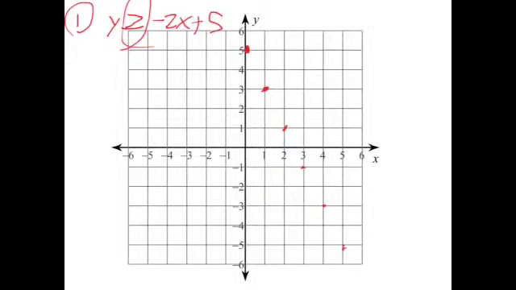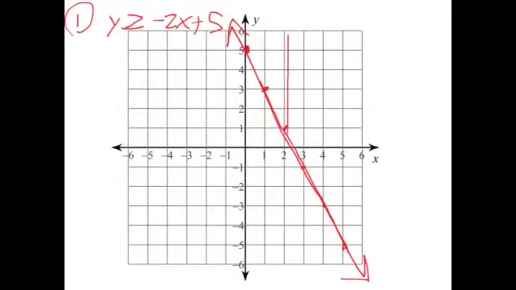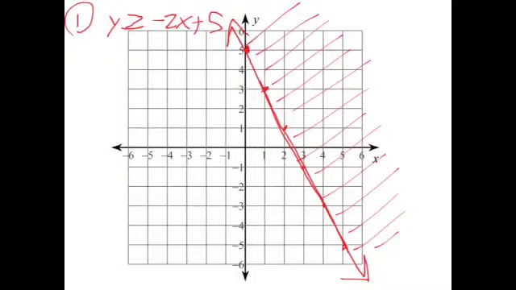And since this is greater than or equal to, we're going to make a solid line. So here's my solid line going through my points. At least it should be going through my points. And since that says greater than, we need to shade up above our line, which is this way. So this side of the line is the part that's shaded.